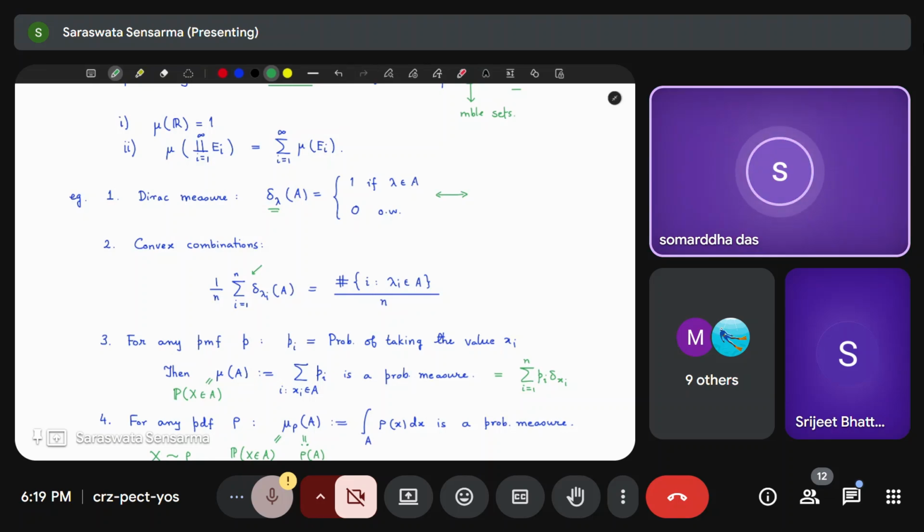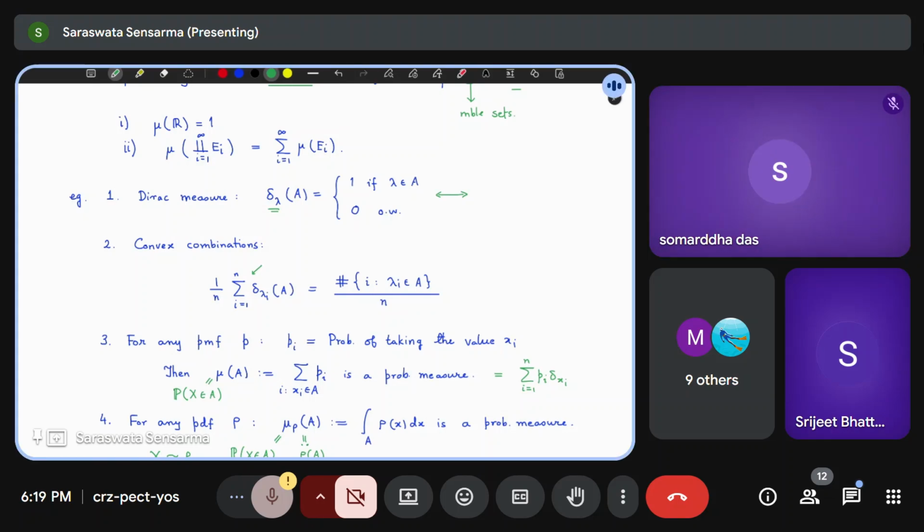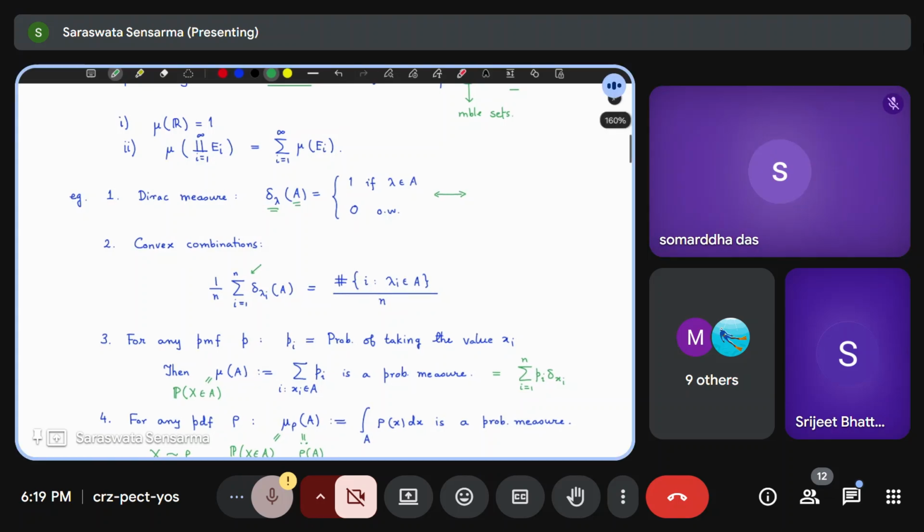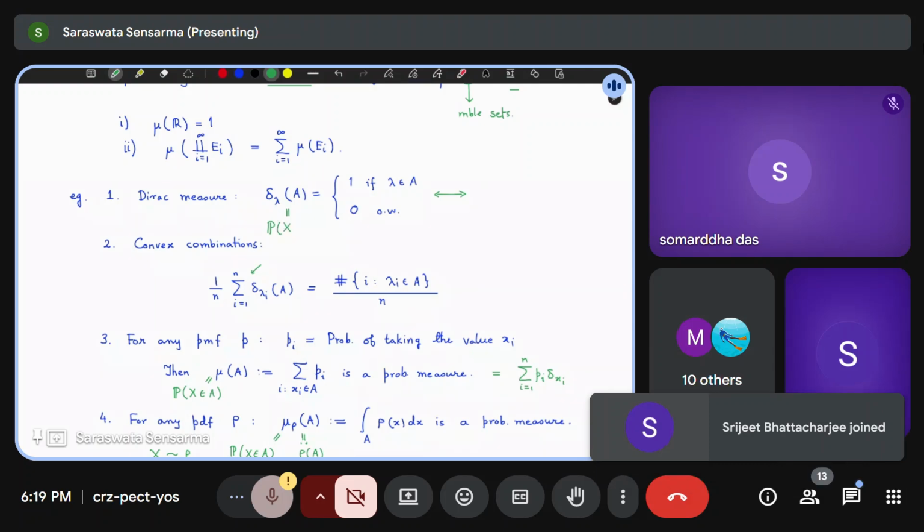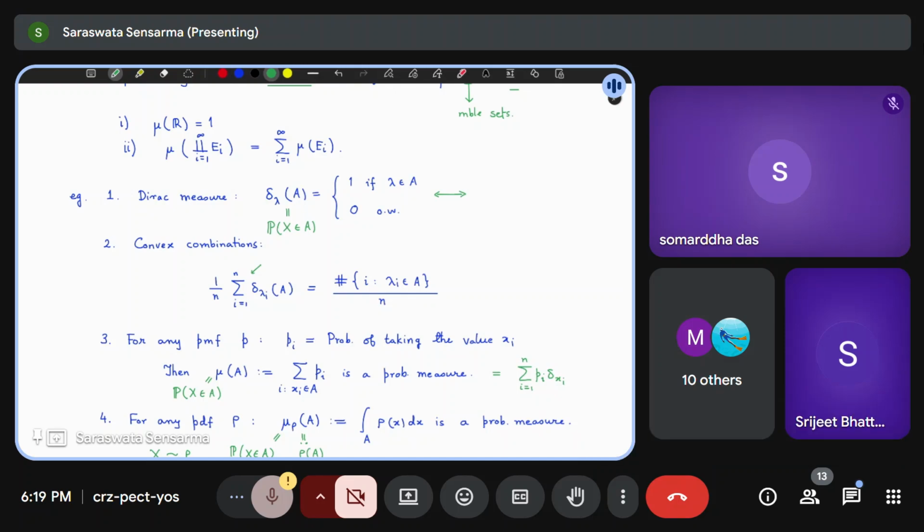Uniform on the set A. Not exactly. This set A is irrelevant. If I say that delta lambda of A is the probability that X is in A, we want such an X, right? So the probability that X is in A is 1 if lambda belongs to A and 0 otherwise. So the only thing that can happen is X is lambda almost surely. Corresponding to just delta lambda, we will have this measure.